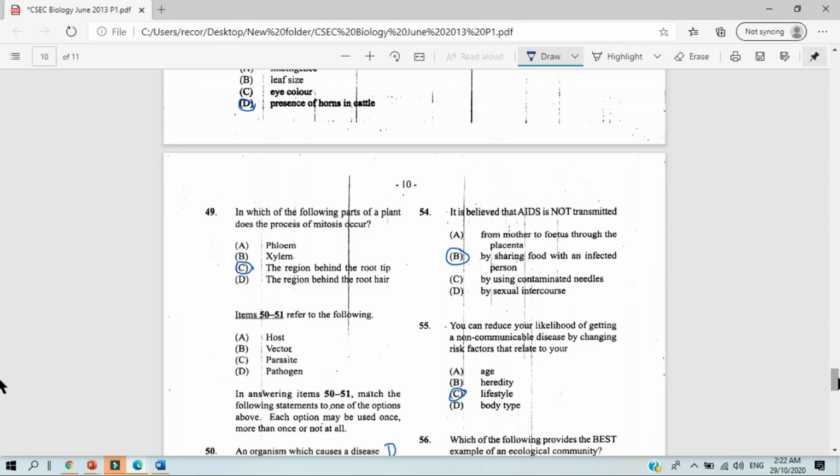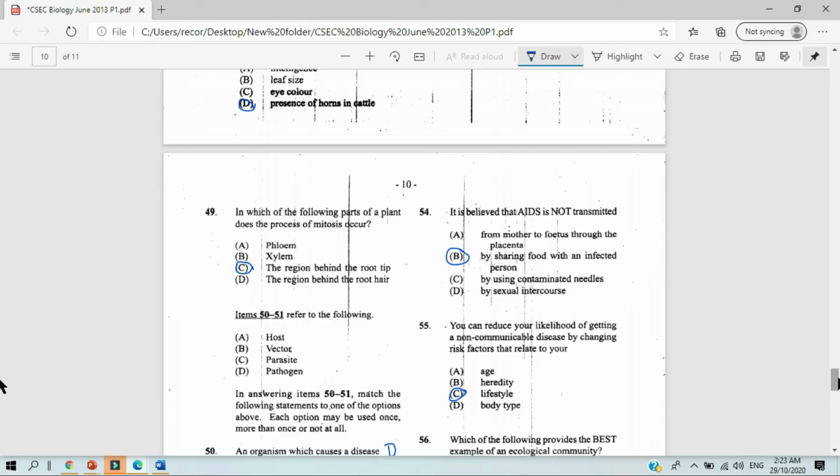54. It is believed that AIDS is not transmitted by sharing food with an infected person. No, AIDS is not transmitted like that. The most suitable answer here is going to be B.